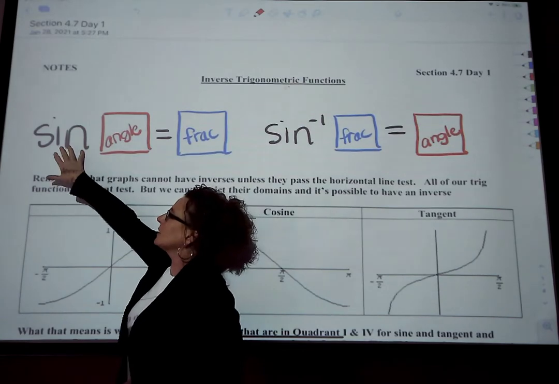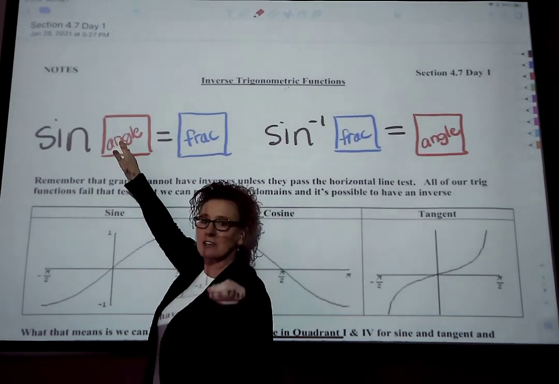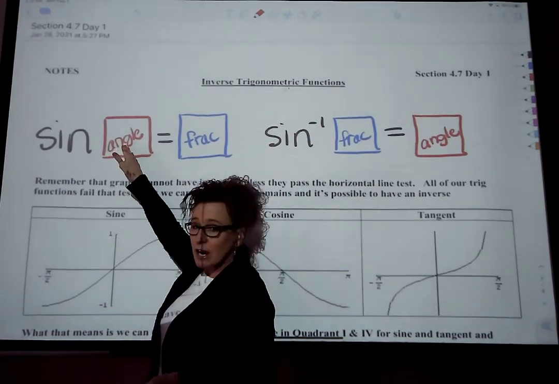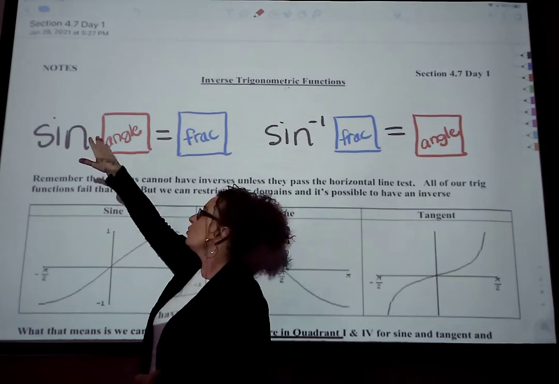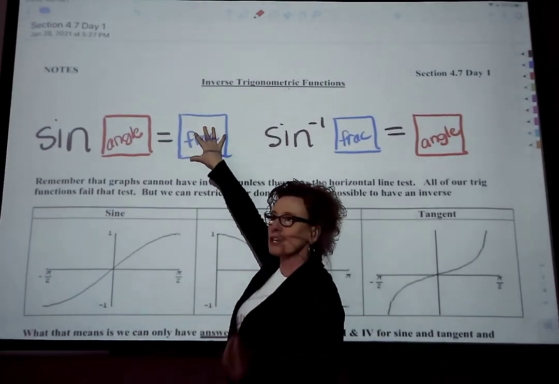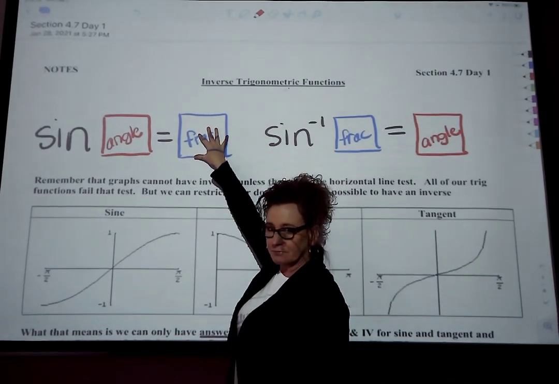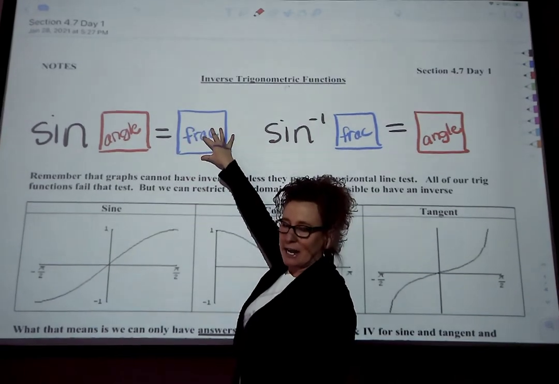So keep in mind, whenever you see this abbreviation, this has to follow. You have to have an angle here. You should never, ever, ever write sine equals. You always have an angle in this spot. Your answer to the problem is always a fraction. That's what you've been doing leading up to now.